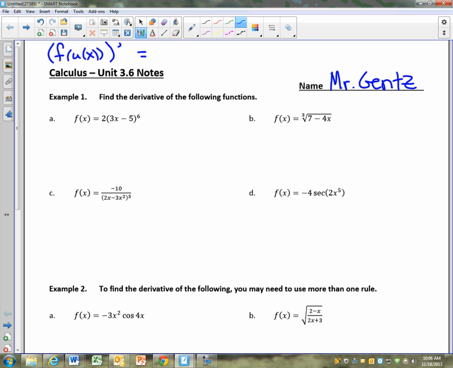So, review of the chain rule. We practiced on Friday. You're really good at it. If you have f of u of x and you want to take the derivative, it is f prime, the derivative of the outside with the inside left alone, times the derivative of the inside.